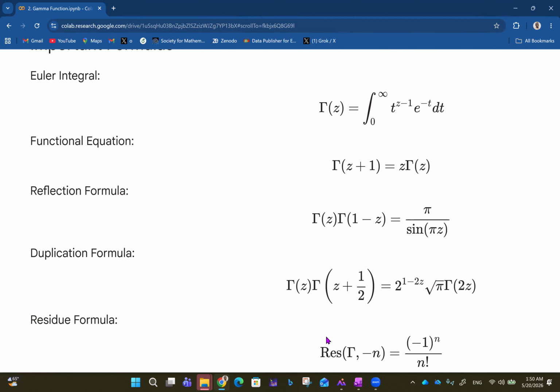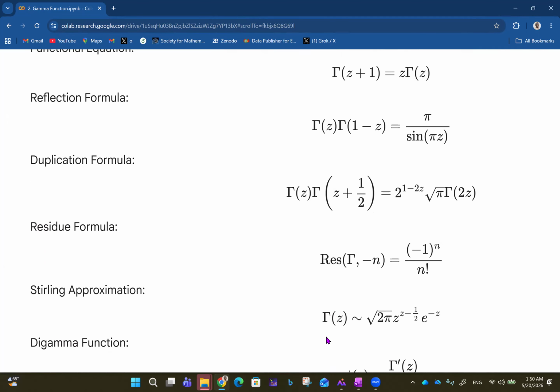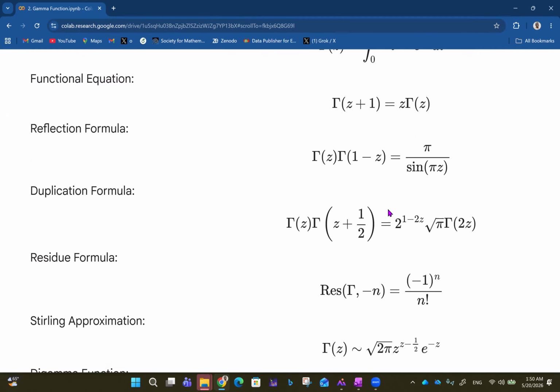And we have the reflection formula, which tells us that gamma z times gamma 1 minus z is the same thing as pi over sine pi z. Then we have the duplication formula: gamma z times gamma z plus half is 2 raised to the power 1 minus 2z, root pi, gamma 2z.